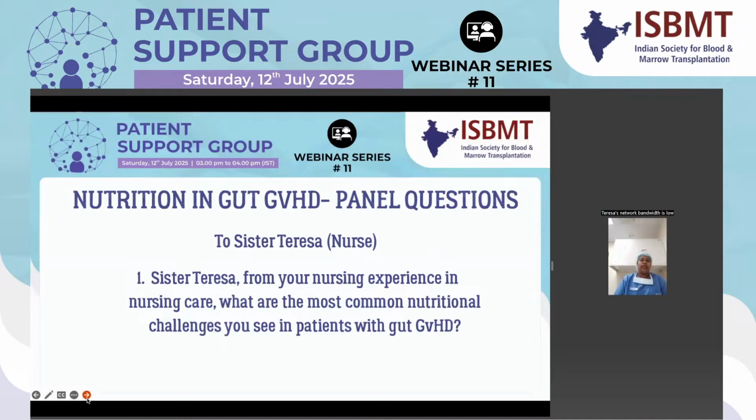So the next thing is dependence on parenteral nutrition. Many patients with moderate to severe gut GVHD cannot tolerate enteral nutrition due to the diarrhea or absorption issues. So close monitoring for central line infections. TPN complications like hypoglycemia and liver function abnormalities will be there.